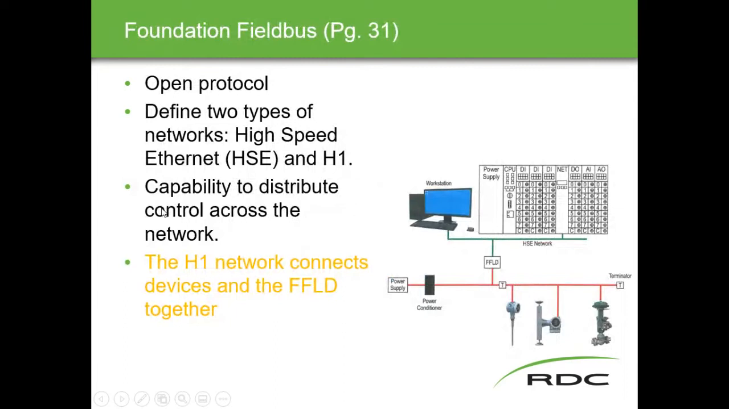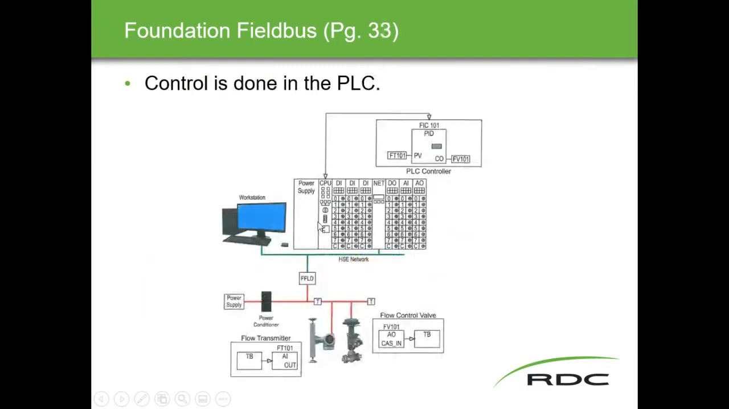Okay, Foundation Fieldbus highlights again two networks: the high-speed end, which is from the processors to the engineering stations and even into the offices, and then the H1 network, which is the field device network. The magic piece of equipment in here is that Foundation Fieldbus linking device, which is the link between our low-end network and our high-end network. So it's similar to the card.